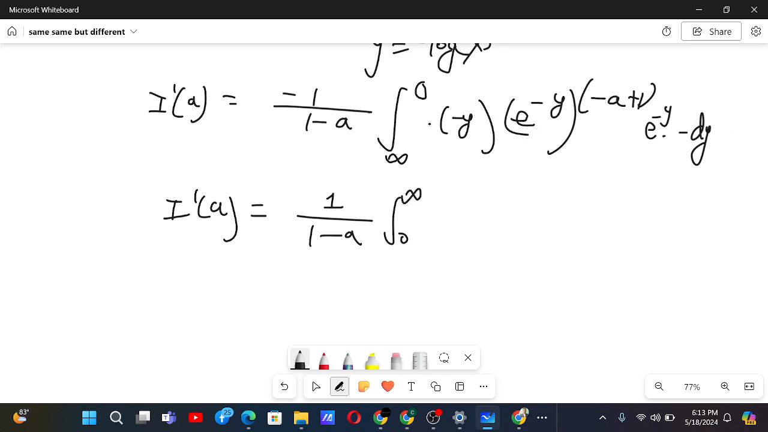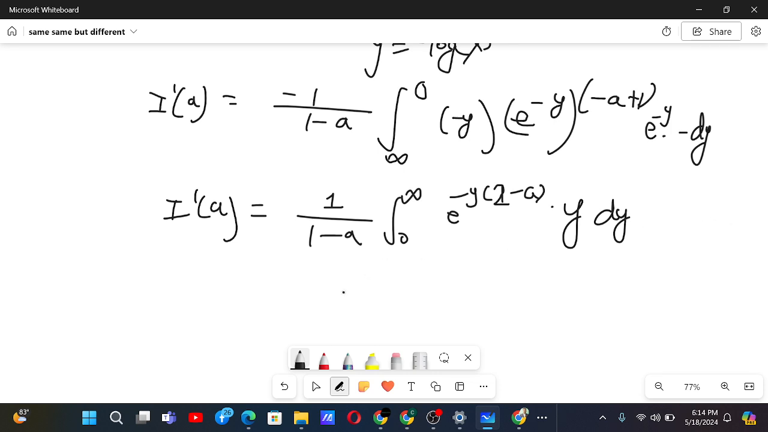The two minuses cancel each other out, so we have e to the power minus y times 1 minus a by times y dy. Is that it? Okay, no, actually no. So this is 2 minus a, because minus y times this and minus y times 1 again, so minus is equal to minus a. Very good. And then y dy.